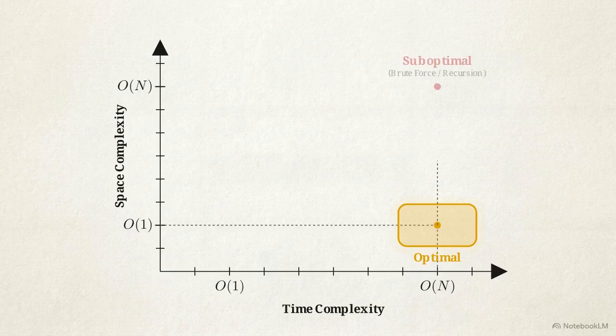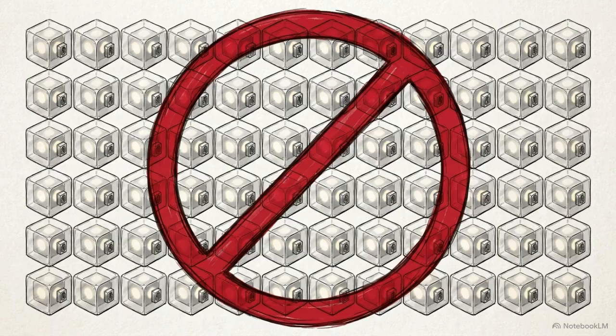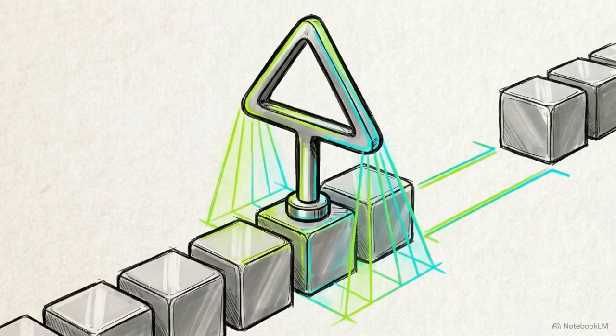We want to execute this deletion in a single pass while keeping extra memory usage constant, regardless of how long the list becomes. To reach this level of efficiency, the algorithm cannot rely on storing a history of the nodes. It must use spatial mapping to find the target in real time.